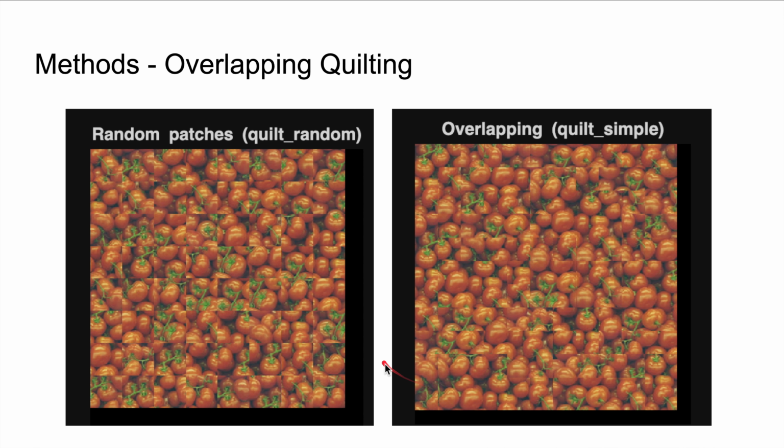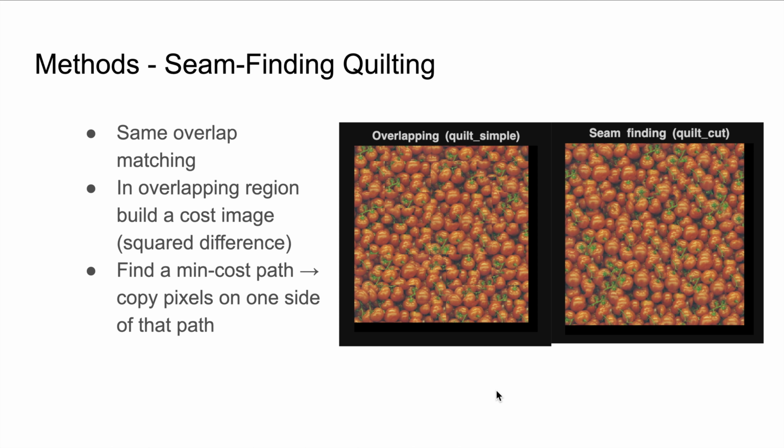And so here we can see there's a much more natural look to the overlapping version, although you can still tell that there are some boxes here, and this will be dealt with by the seam finding function. It starts in the same way as the overlapping quilting by picking a good candidate patch based on the SSD, but inside the overlap, instead of just blending everything together, it treats the squared difference as a cost image. It finds a minimum cost path through it.